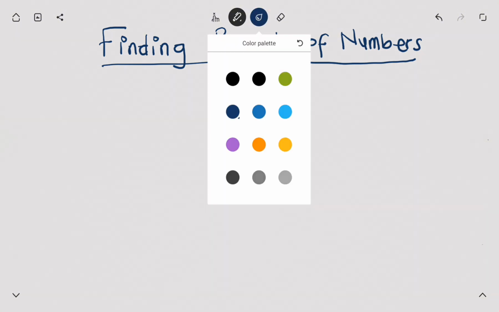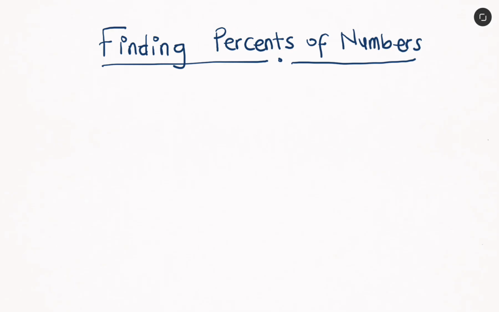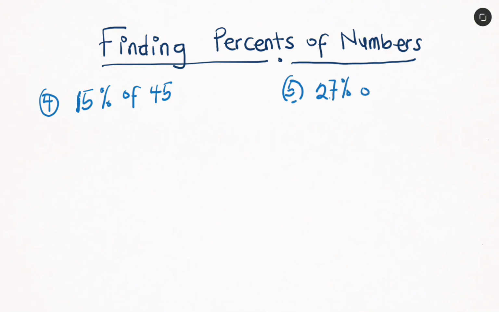Okay, let me use a different color. Okay, so our next question is, what is 15%? So question number 4, 15% of 45. Okay, that is the next question. Let me do question number 5 also here. So question number 5 is, what is 27% of 88? Very good. So let's look at the first one.